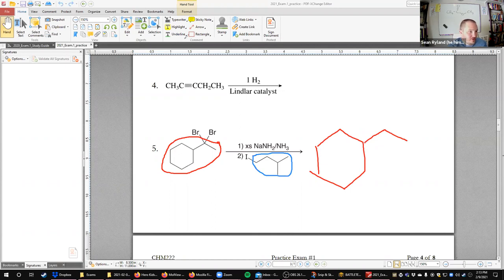So those are our red carbons, and then the ones in blue, we attach another 1, 2, 3, 4 carbons, plus a methyl group. So 1, 2, 3, 4, with a methyl group.